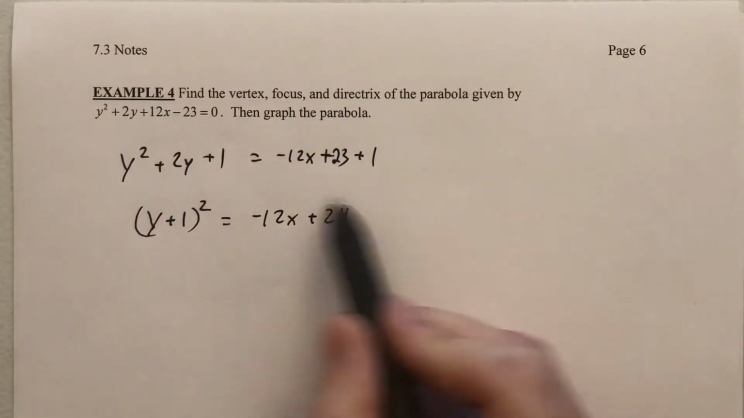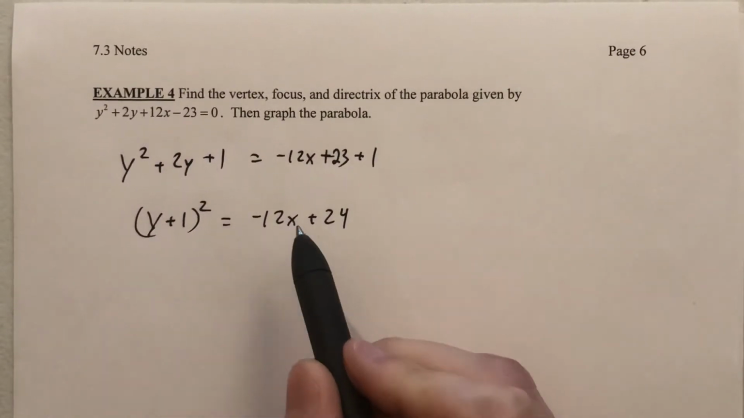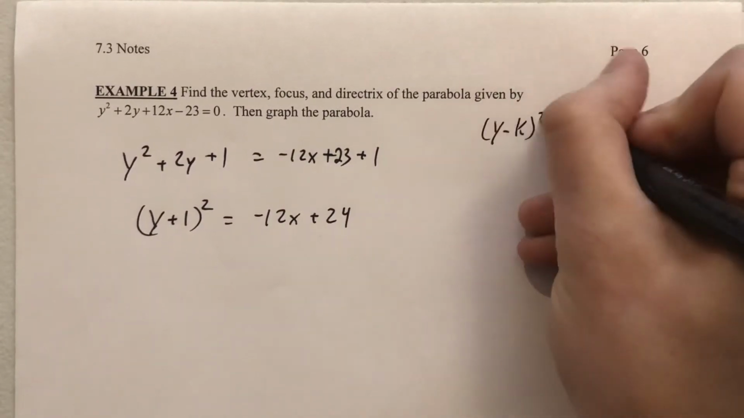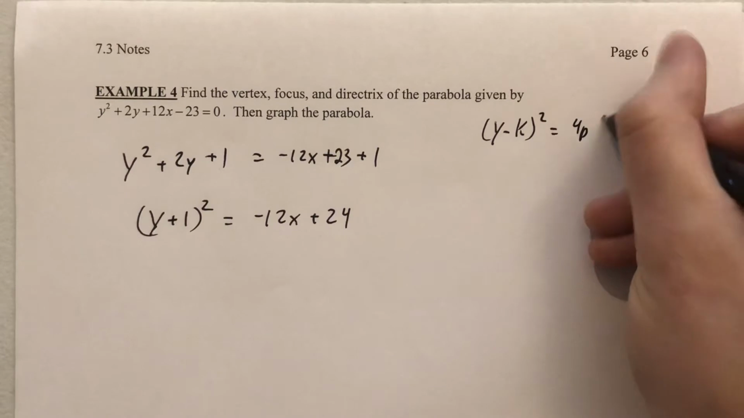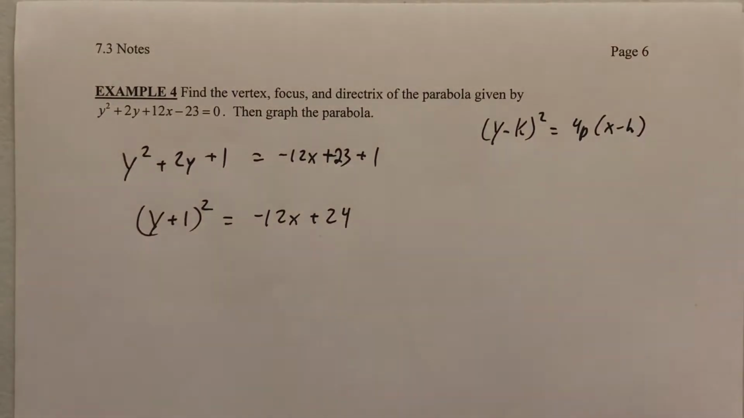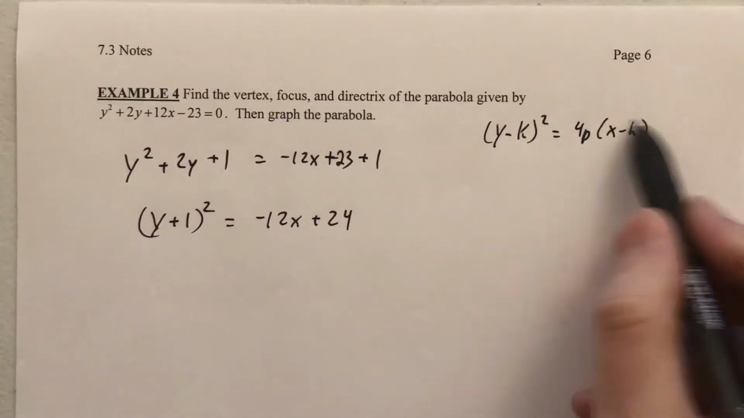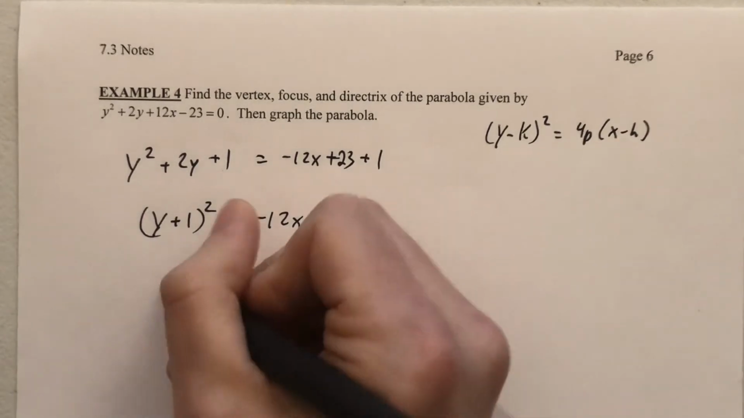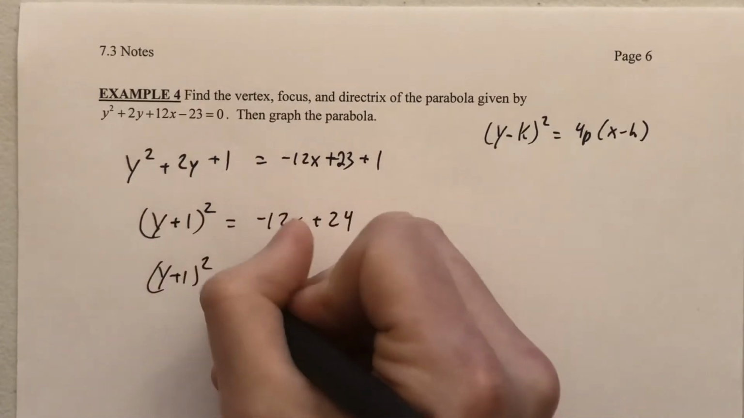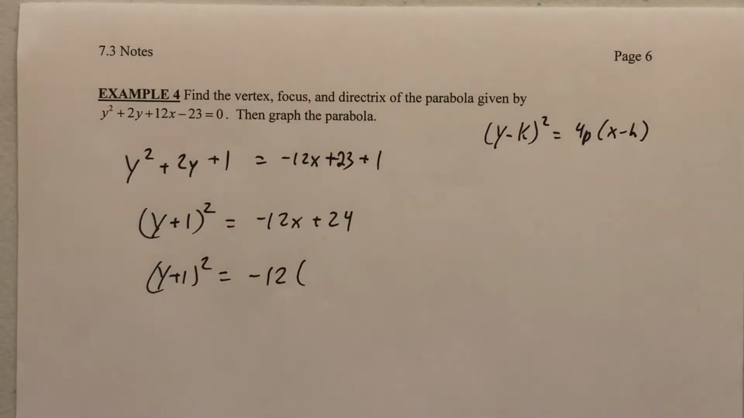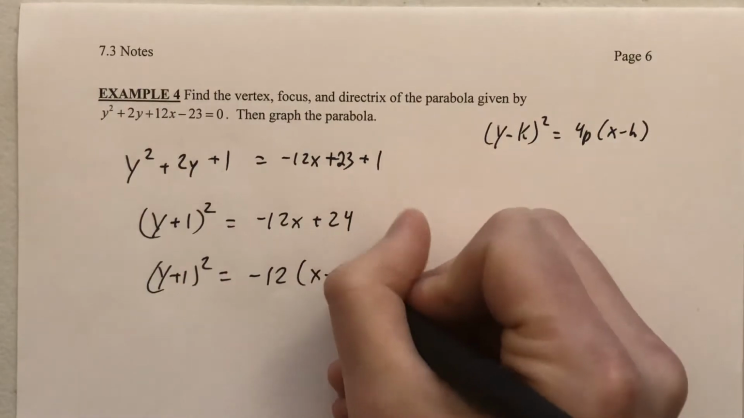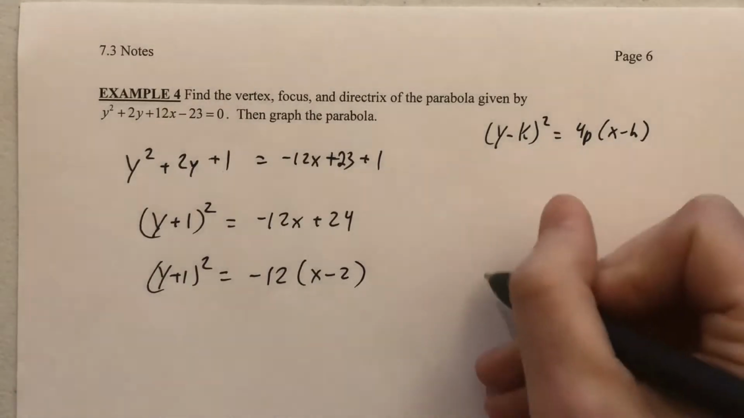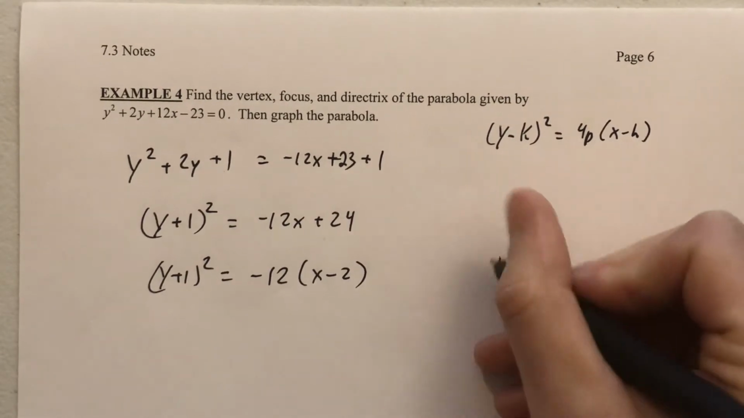Now, the next thing we need here, we need this to look like that general form, which in this case will be y minus k squared equals 4p times x minus h. To get this into that form, notice we really just need to factor out this GCF, whatever it is. And so with y plus 1 squared, factoring out the negative 12, leaving me with x minus 2, gives me the form I'm going to need, so that now we can identify things like our h, k center.